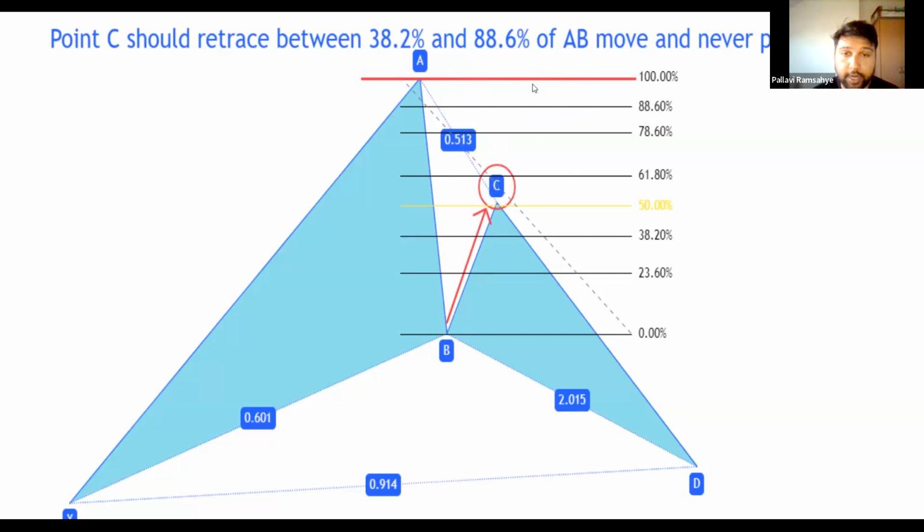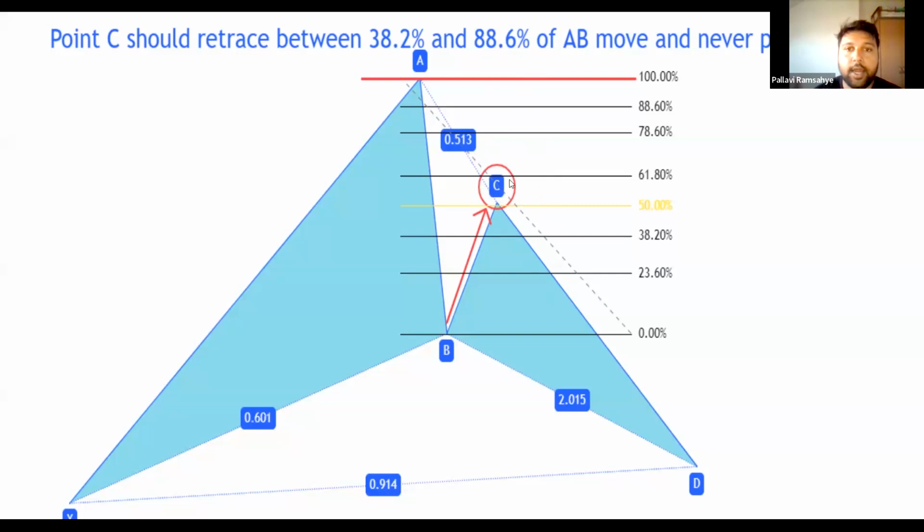If it does break past this red line, that essentially means that, again, the pattern is not valid. So we cannot look to trade the way this pattern functions. The dynamics of this pattern, we cannot use it anymore because it's invalid, okay? So that's point C, okay?